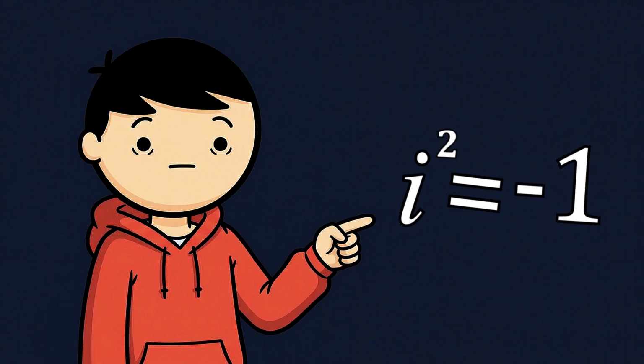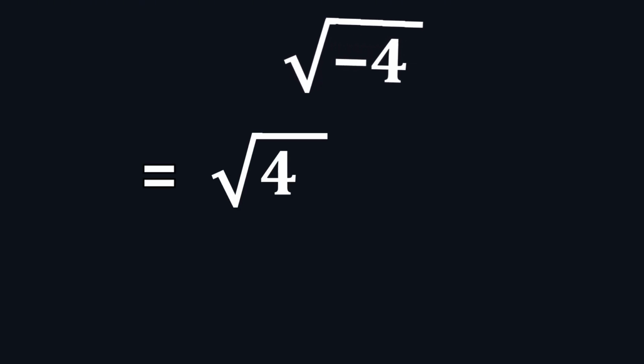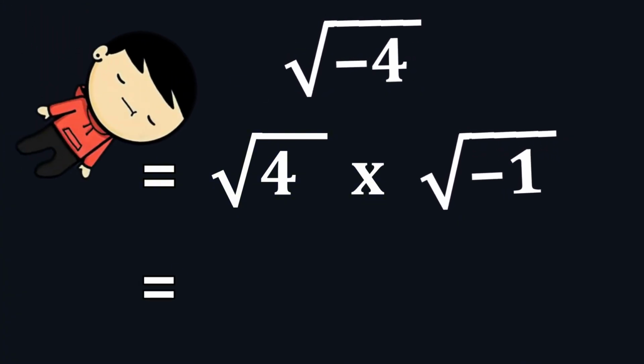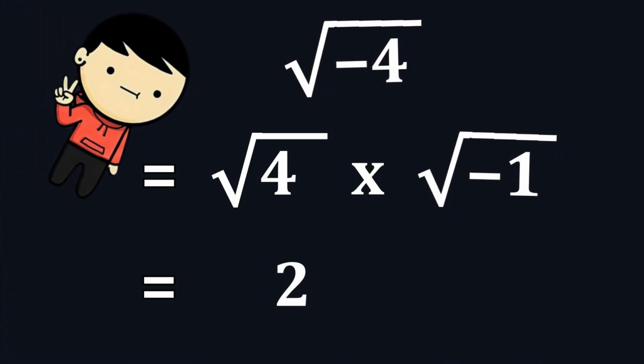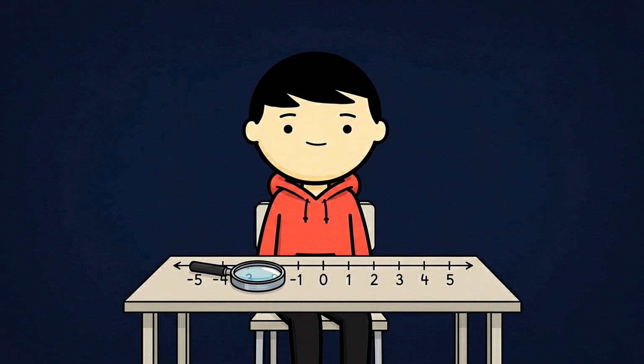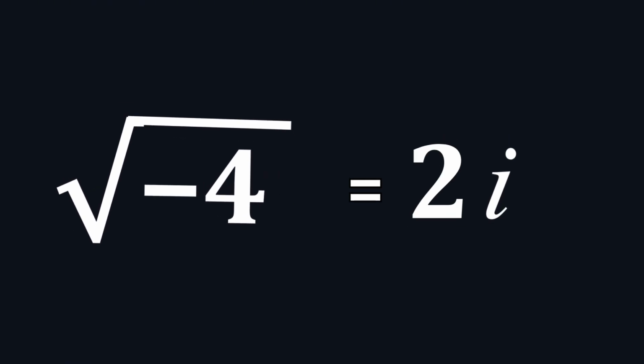Okay, so what does that actually mean? Consider the square root of negative 4. We can rewrite it as the square root of 4 times the square root of negative 1. The square root of 4? Easy, that's 2. But the square root of negative 1 doesn't exist. Not on the real number line anyway. Which means the square root of negative 4 equals 2i.